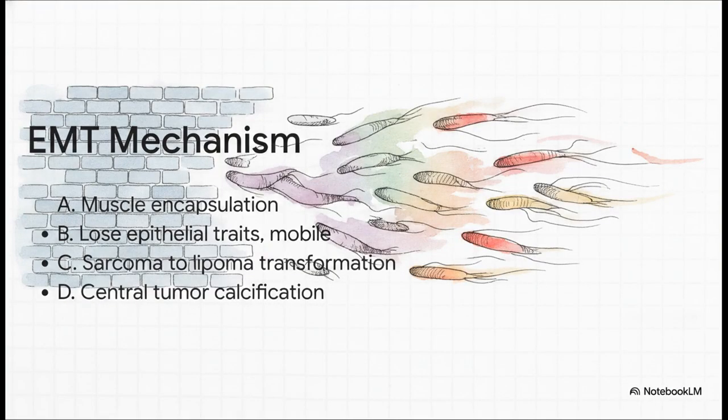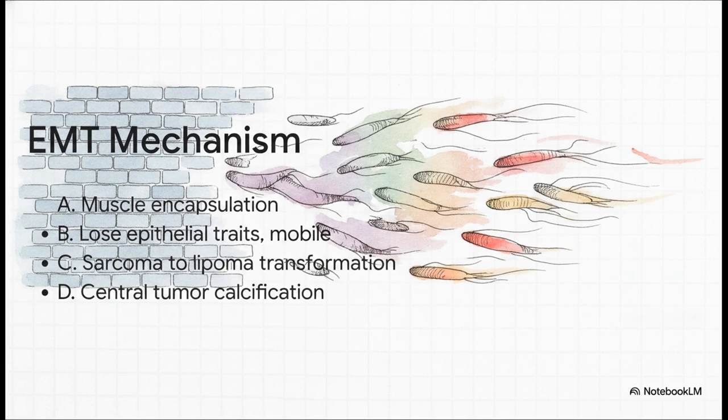Question 5. What describes the epithelial mesenchymal transition, or EMT? Is it A, muscular encapsulation, B, loss of epithelial traits for a mobile mesenchymal phenotype, C, sarcoma to lipoma transformation, or D, central tumor calcification? The answer here is B.